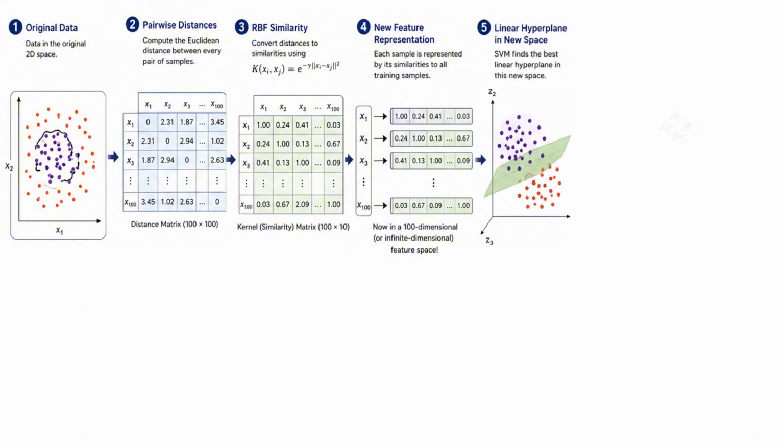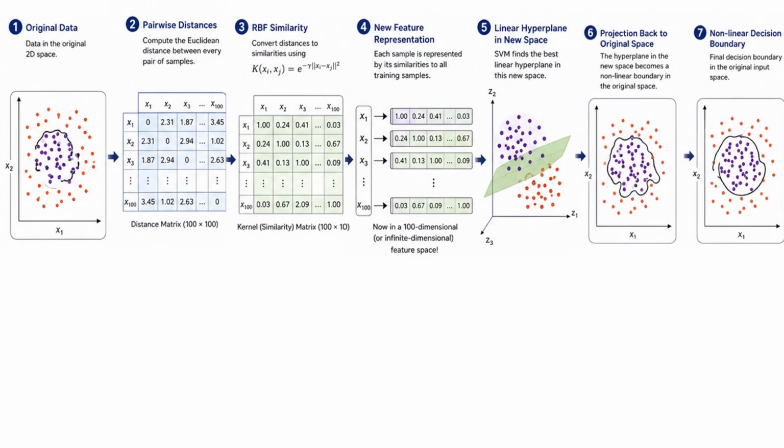In that new space, SVM still does exactly what it always does. It searches for a linear hyperplane. The hyperplane itself is not curved, but when its effect is viewed back in the original input space, it appears as a nonlinear decision boundary.